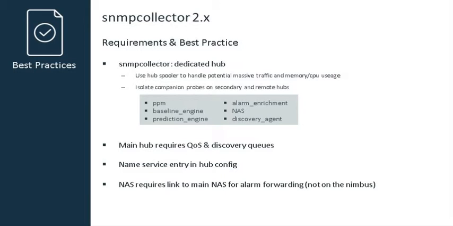This will also require some QoS and discovery queues being added to the main hub to bring those messages from that remote hub to the main hub for input into the database. There needs to be a name service entry in the hub config so that both hubs can communicate. And finally, NAS requires being linked, within NAS itself, to the main NAS, for alarm forwarding.